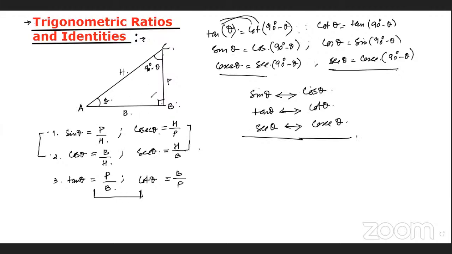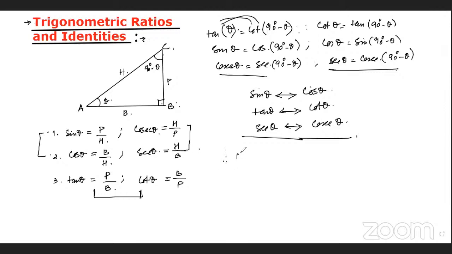Did you understand? Now these are the various ratios, and the ratios can be p upon h, h upon p, b upon h, h upon b, and p upon b and b upon p. We have exhausted the triangle with 3 sides, and we have taken the ratios of 2 sides, and these are the 6 possible ratios we can have, and we call them trigonometric ratios. So sin theta, cosine theta, tan theta, cot theta, secant theta, and cosecant theta.